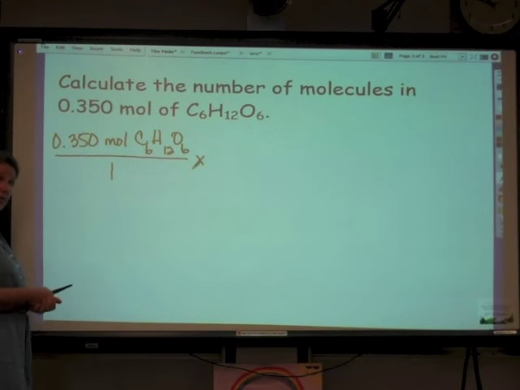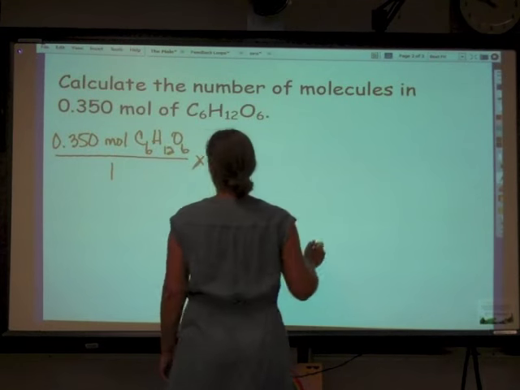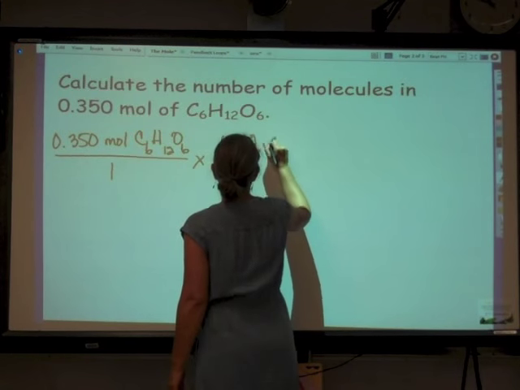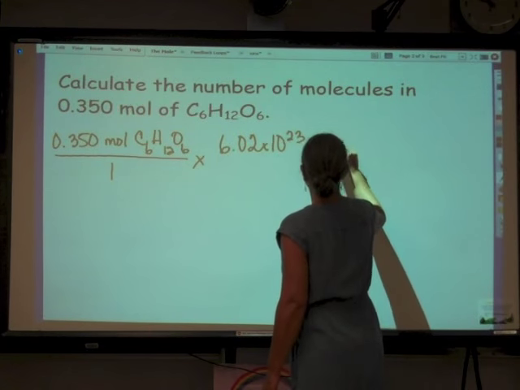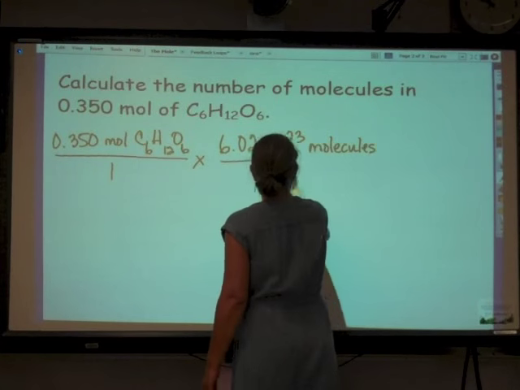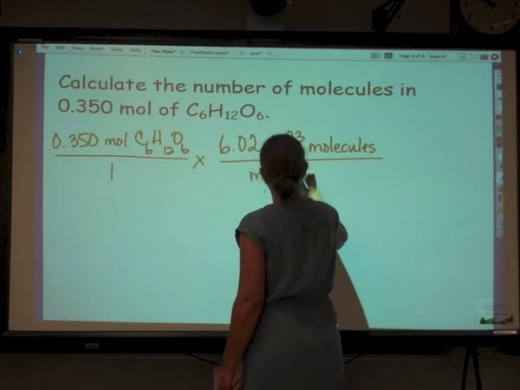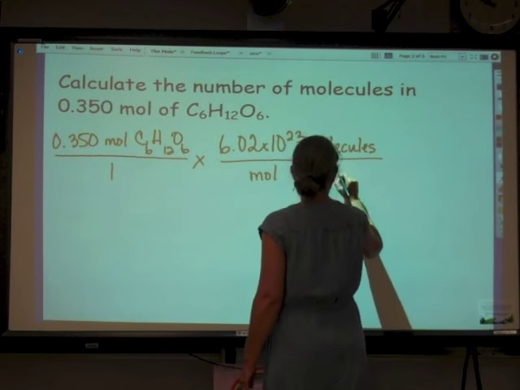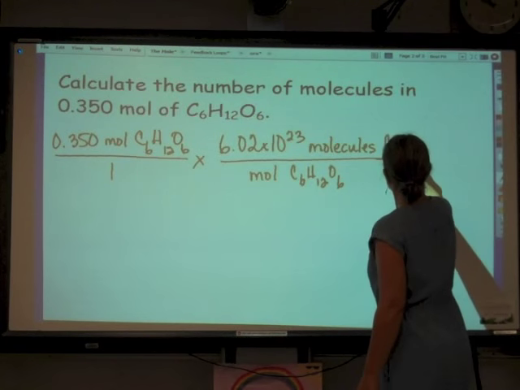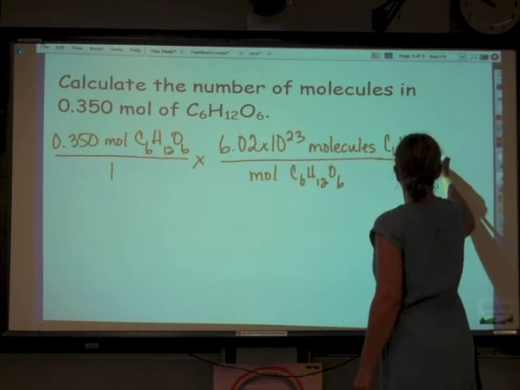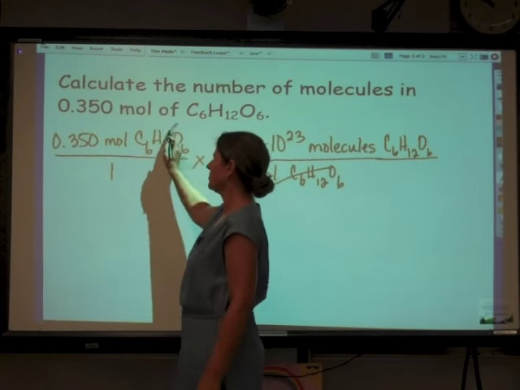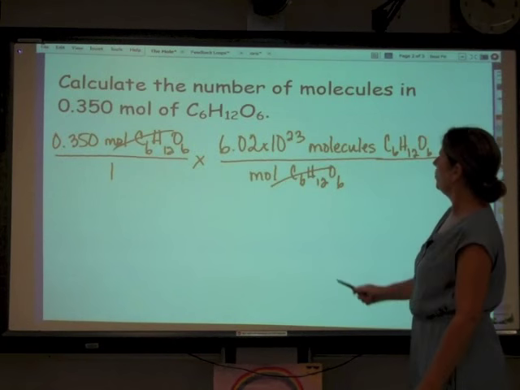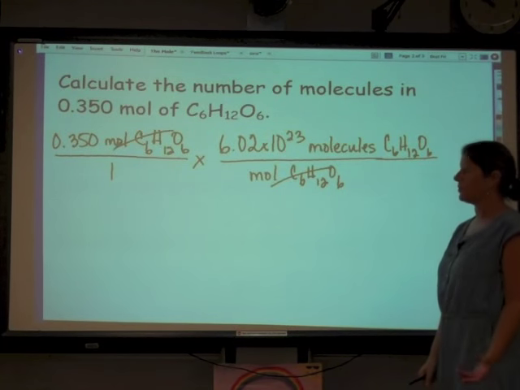And so we will go back to our conversion factor, which is Avogadro's number, and that tells us that we have 6.02 times 10 to the 23rd molecules per mole of C6H12O6. Our moles will cancel, leaving us with the unit that we are looking for, which is molecules.